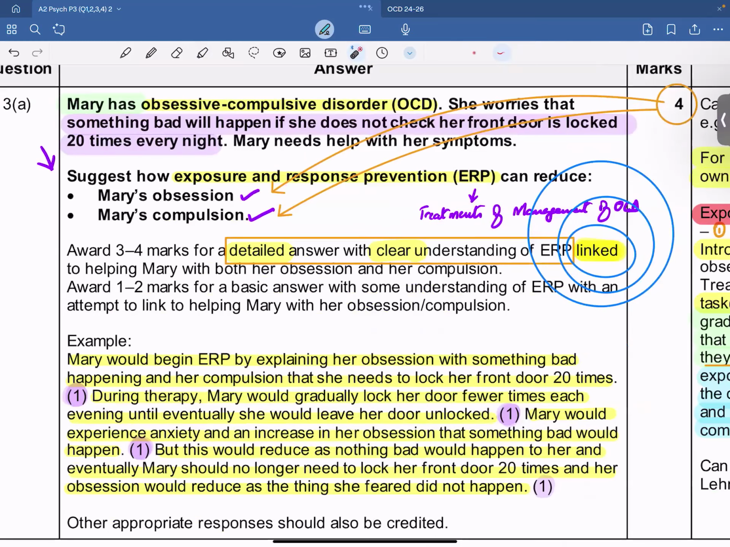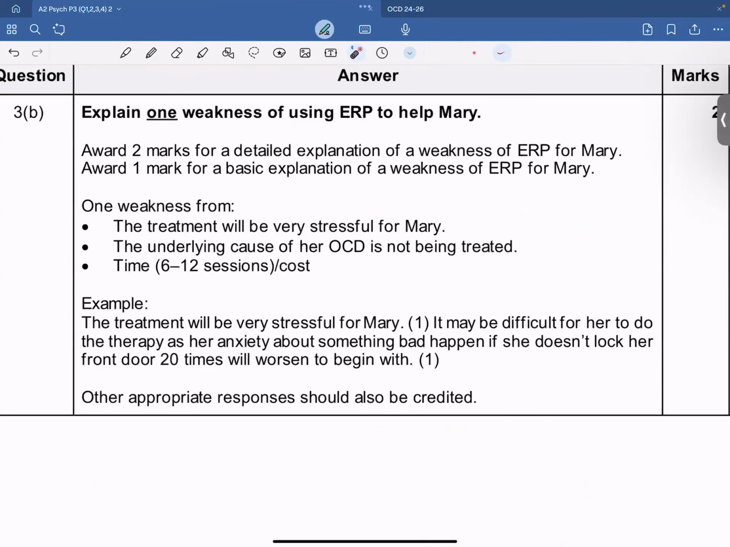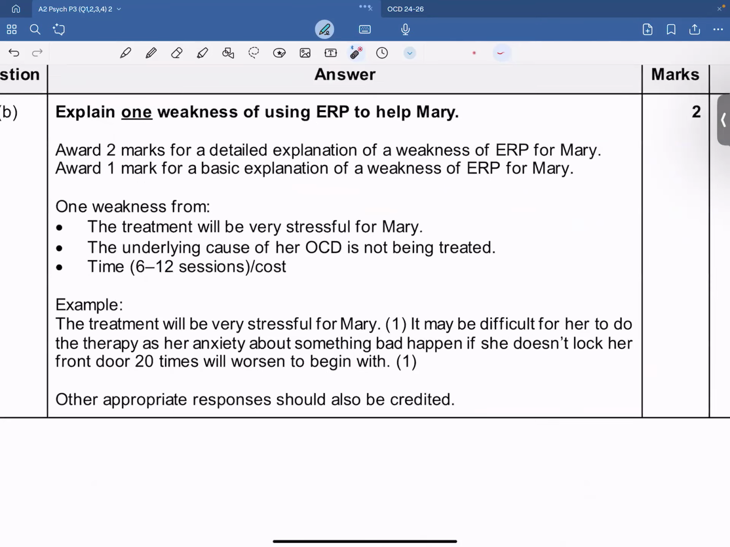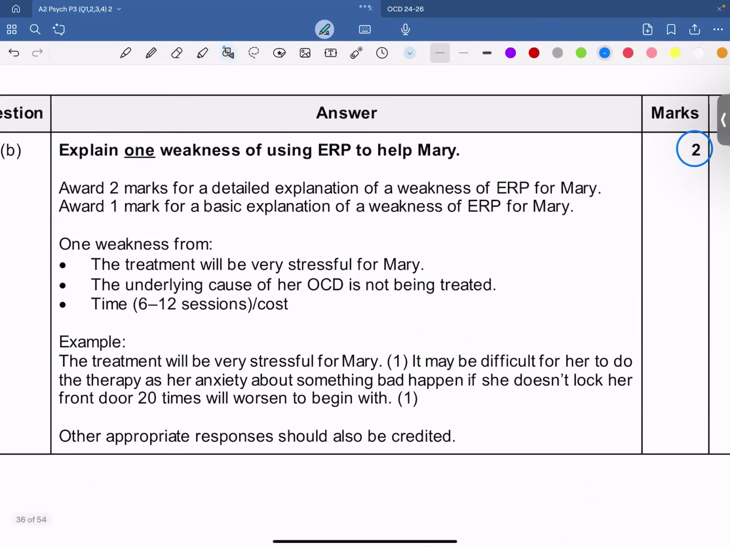Having a look at the second part of this question, that is 3B: explain one weakness of using ERP for Mary. You need to break this down into 1 mark each. You need to give one weakness of using ERP, and you need to connect it to Mary to get the second mark. The first mark from here, the second mark from here. One weakness could be that the treatment will be very stressful for Mary. Of course, you're trying to constrain yourself, you're trying to resist the urge of being involved in that compulsive act.